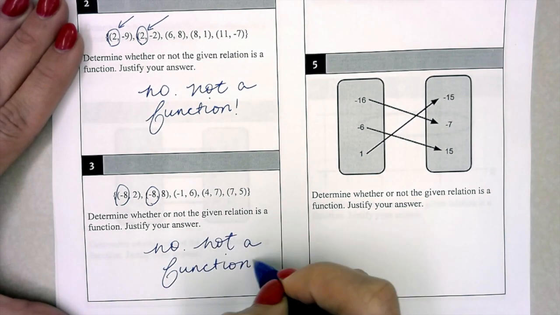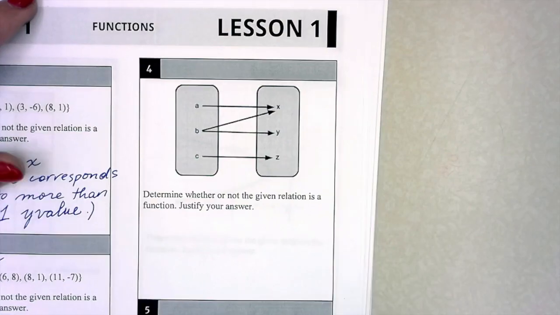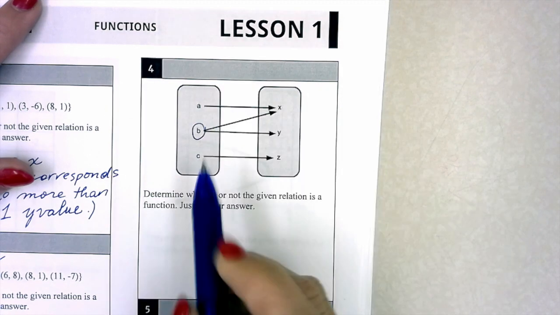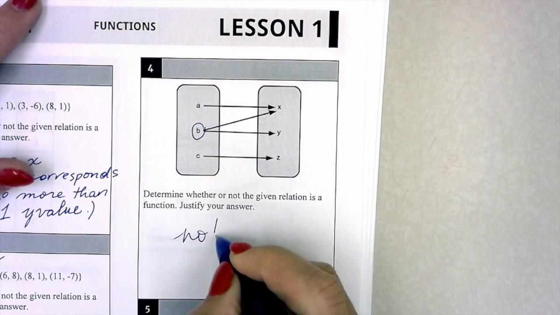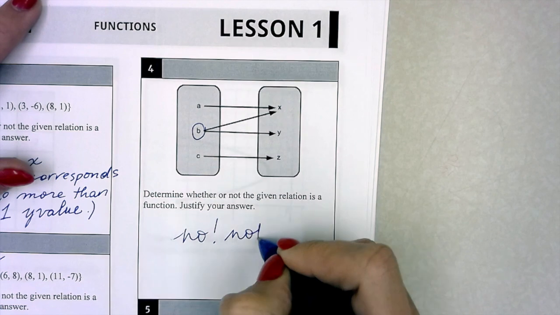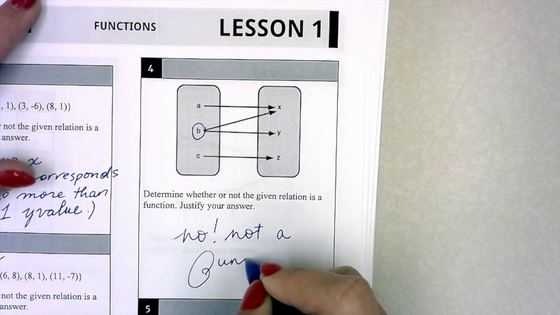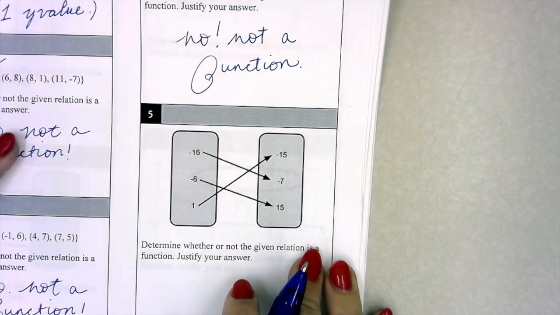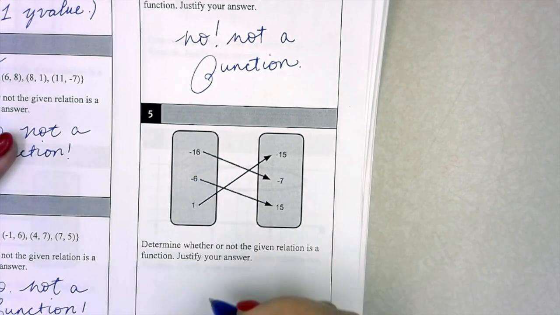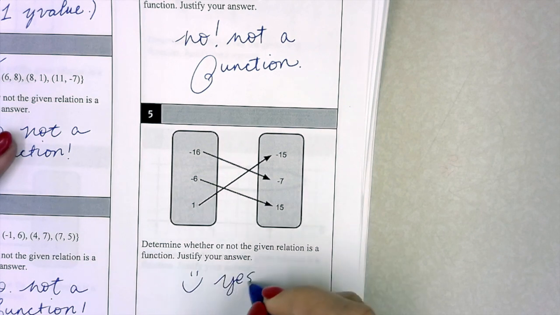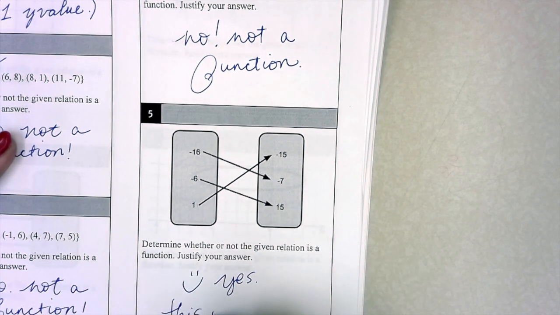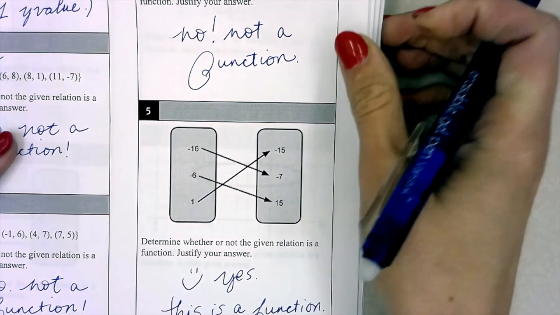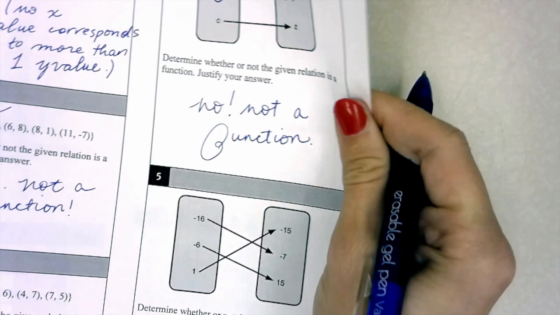Next. This is a mapping diagram. Because this B is going in two different directions, the answer is no. Not a function. Done. Next. Very nice. Yes. This is a function. If you're having trouble with something like this, you really should have been in for extra help probably a week ago. So I hope everyone is doing great.